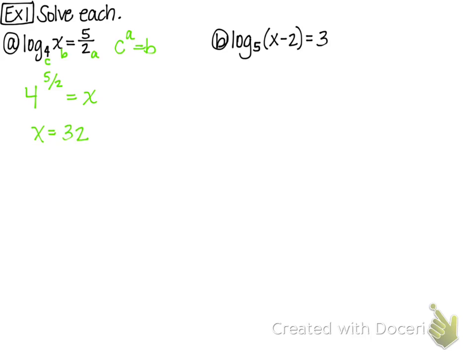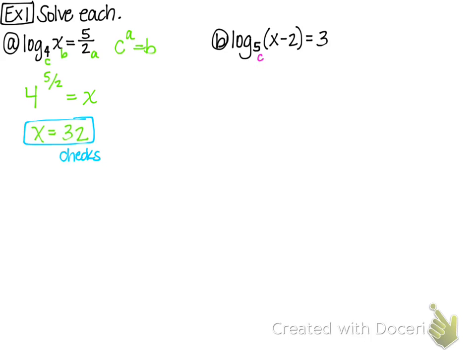Now, we need to make sure this isn't extraneous. So whenever we go and plug 32 in for our x, 32 is positive. We're not taking a log of a negative number, so 32 checks. And I'm going to write checks because we checked it. All right, so let's look at B. Same thing here. We got the same situation. We have log of something is equal to a number, so we're going to use the definition.